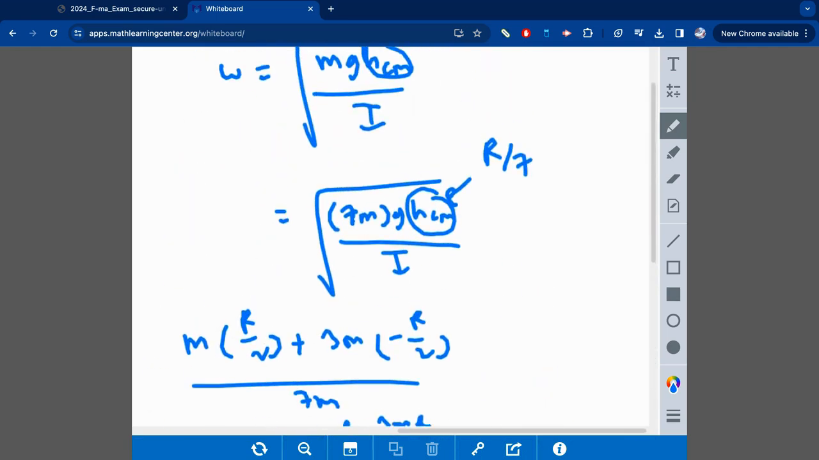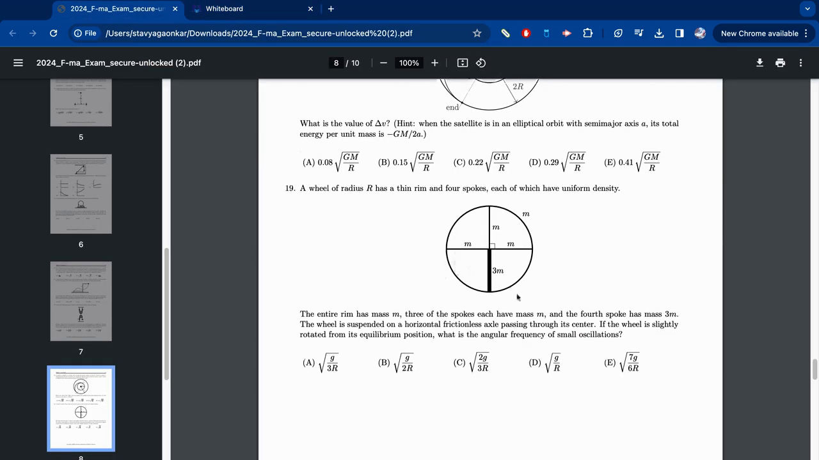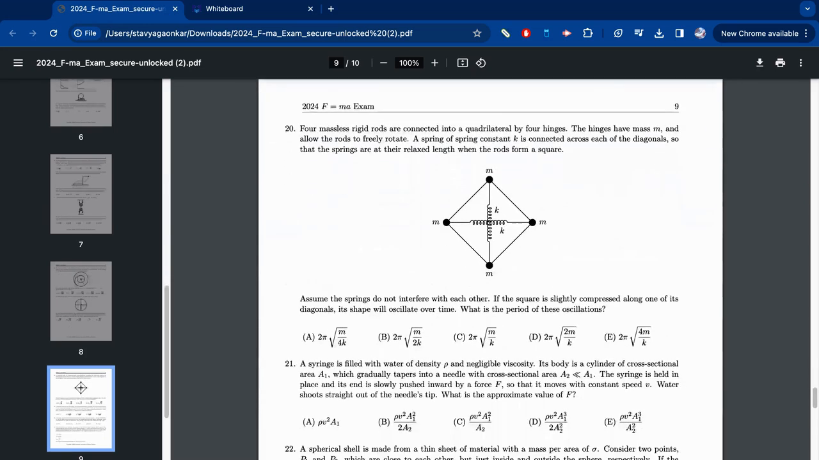Okay, so plugging these in, we get 7m times r over 7, just mr, times g, over 3mr squared. The square root of that is just g over 3r, which gives us A.